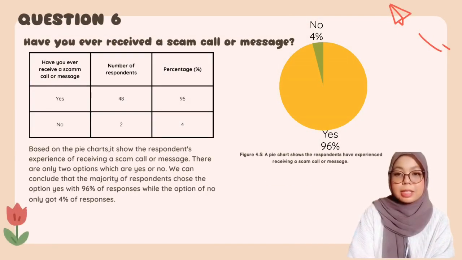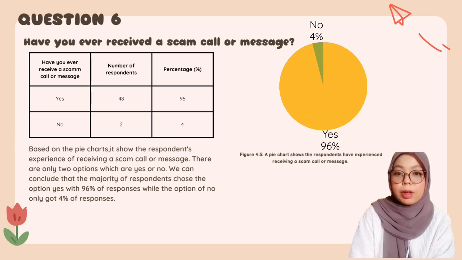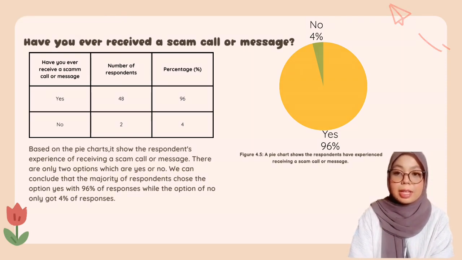Last but not least is question 6. Have you ever received a scam call or message? Figure 4.5, a pie chart shows the respondents have experienced receiving a scam call or message. There are only 2 options available, which are yes and no. We can conclude that the majority of respondents choose the option yes, with 19% of respondents, while the option of no only 4% of respondents.